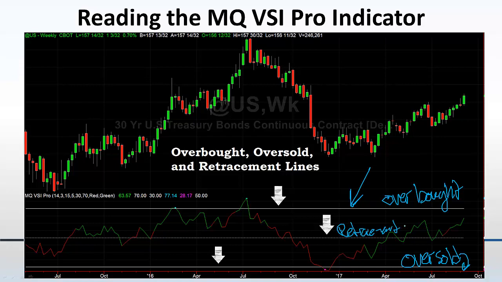Now remember I said it's an oscillator, meaning it goes up and down and up and down. Well, the middle line is what it's oscillating above and below. So keep that in mind. It's also a target that we use for retracements. So first thing you want to notice is the overbought line, oversold line, and retracement line.